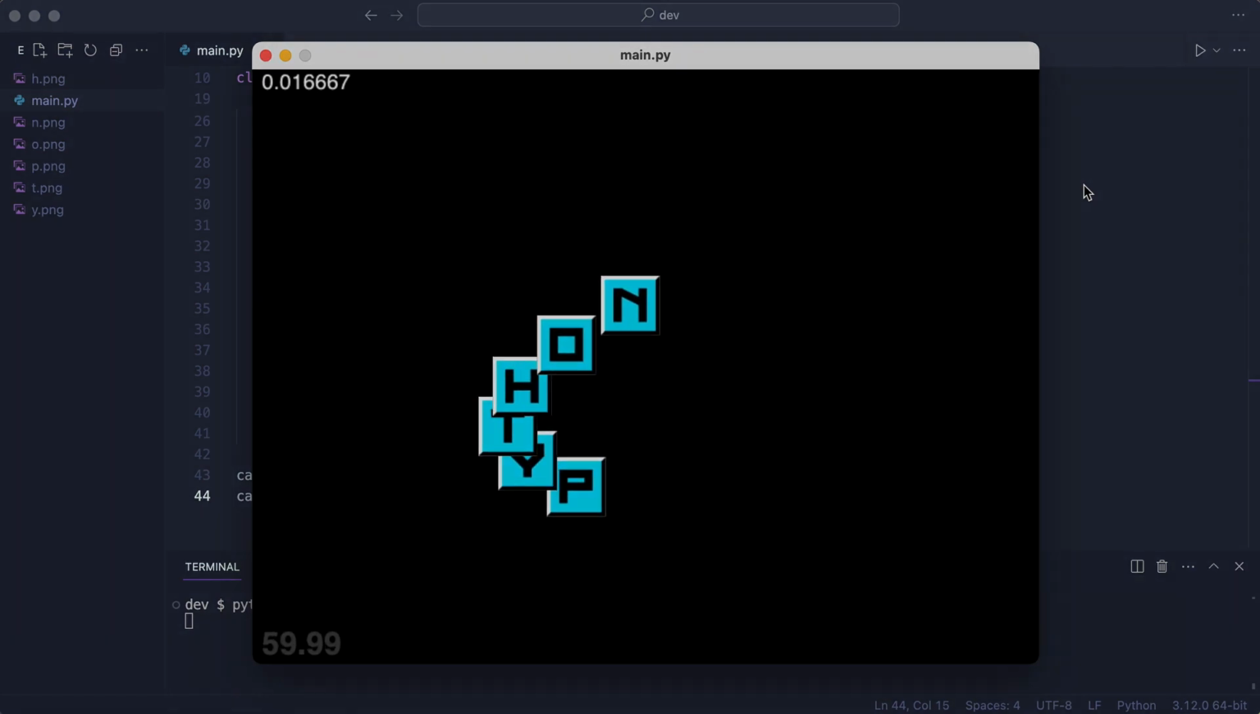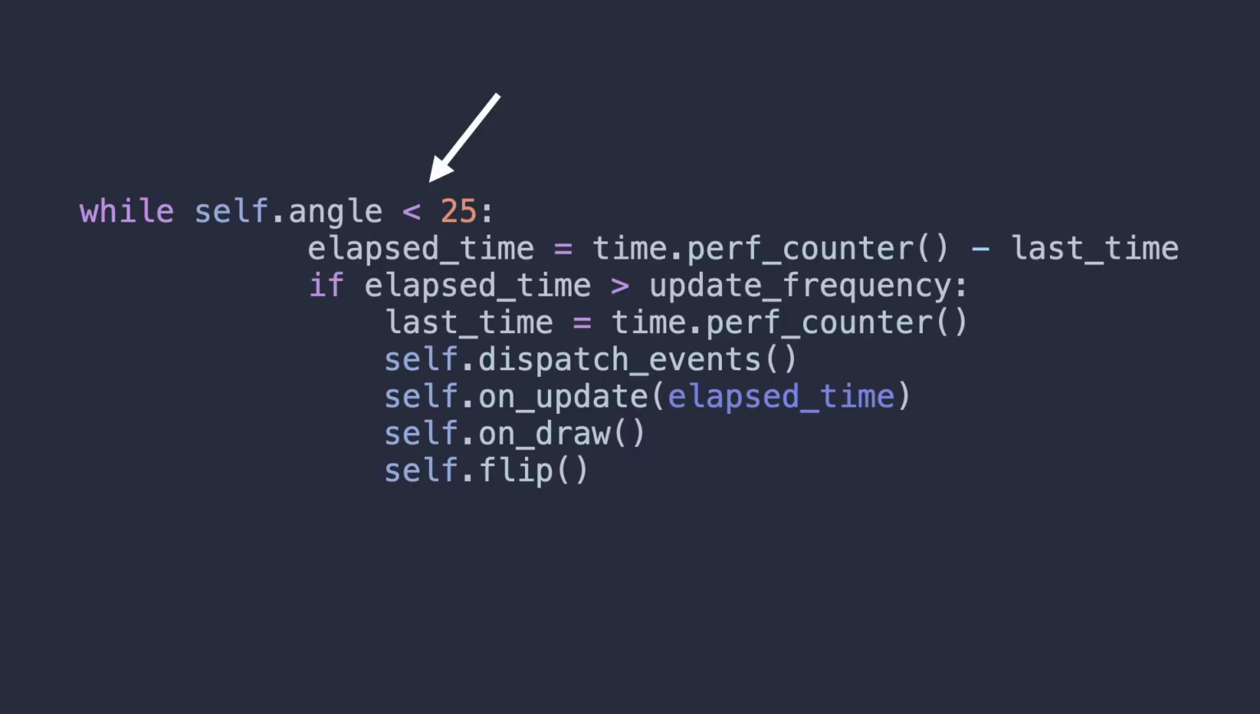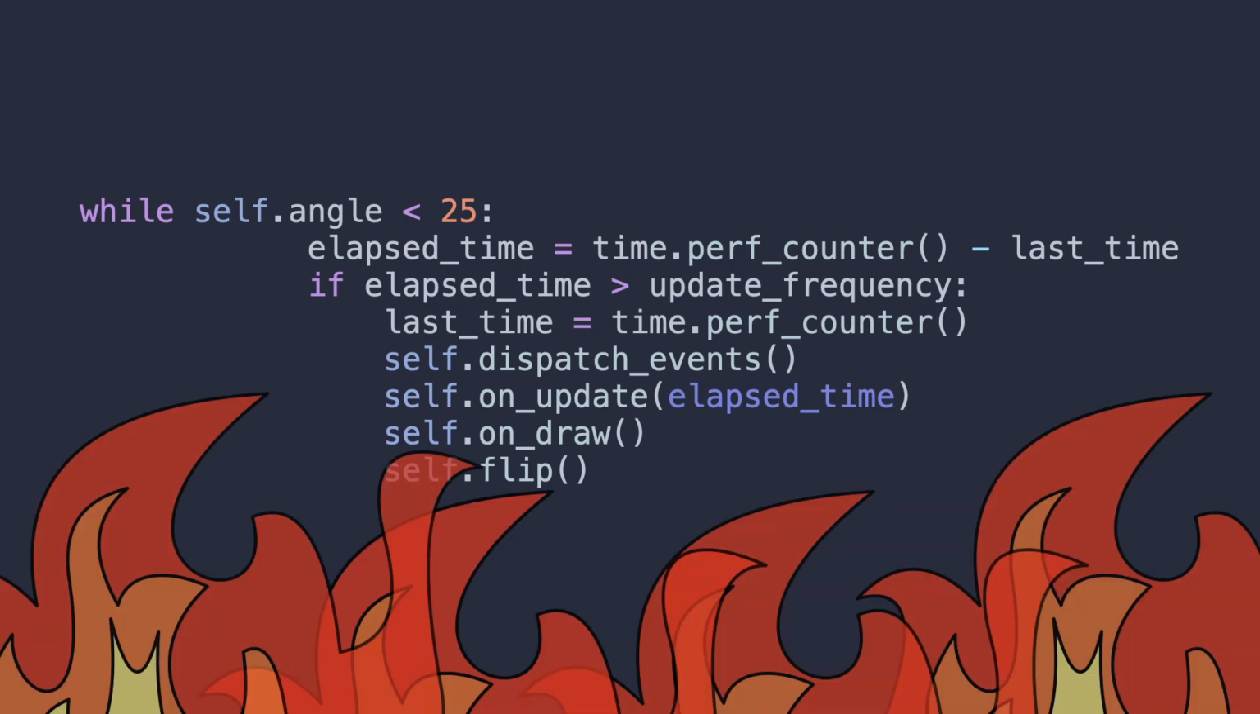The documentation clearly states that you should always prefer the built-in game loop for its efficiency, and I kind of agree with that. Even if the custom loop results in very smooth animations, I have no idea how power efficient it is. Once you turn this loop into an infinite loop, you should be careful not to waste CPU cycles or overheat your computer.